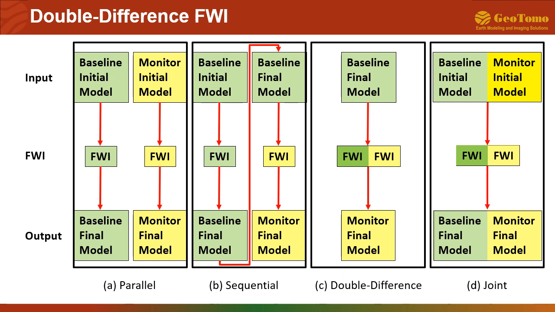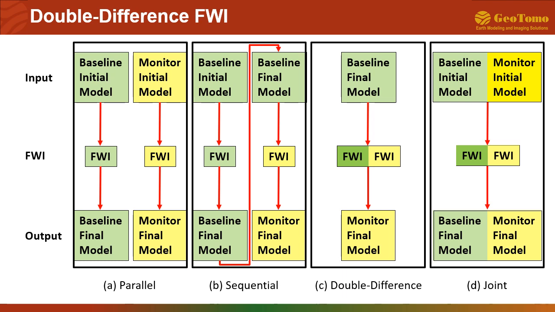The double difference FWI is similar to the double difference travel time tomography. The objective of waveform inversion is to find a solution that will minimize the waveform amplitude difference between the input seismic waveform and the synthetic seismic waveform. The synthetic waveform is generated from finite difference modeling using a given model.